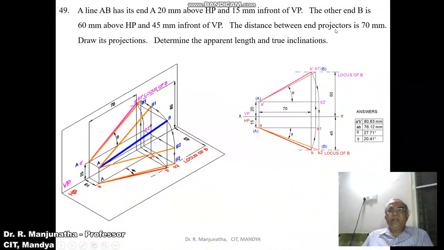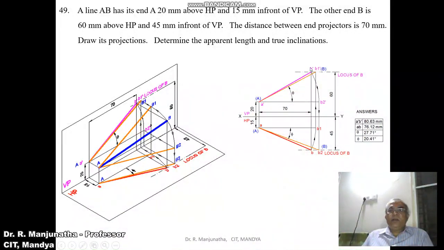Then the distance between the end projectors is 70 mm. We have the projector A, which is this line. From here, you measure 70 mm and draw a vertical projector, which should be a thin line, such that it is going to cut the locus of B in the top view and also the locus of B in the front view. So you write locus of B here and you also write the locus of B.